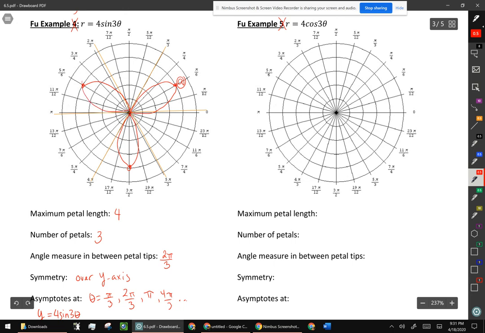And this thing will continue to draw, but it'll continue to draw and overlap itself where there was already a petal. So that's your graph, and that's it.